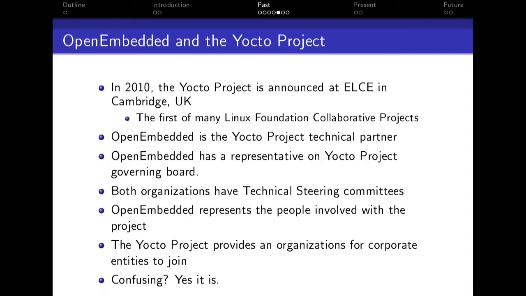And yes, this is confusing. It's just the way things developed over the years. I know it's caused a lot of pain for people trying to figure out when to use the word OpenEmbedded, when to use the word Yocto Project. And basically my advice is don't worry about it too much. Just be sensitive that there's some rough history there.